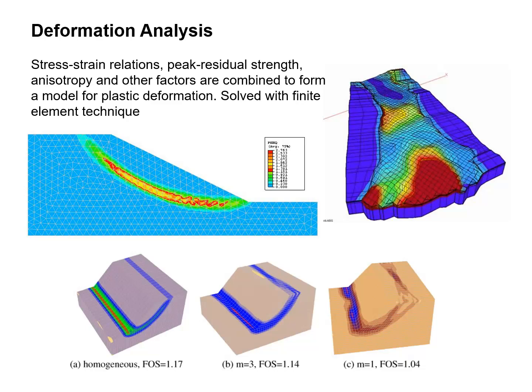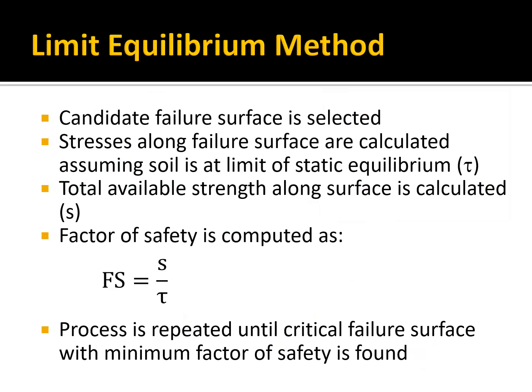But in many cases, the limit equilibrium method is the method of choice because it's fairly simple, and you can do it very quickly, especially with the aid of modern slope stability software. And given the levels of uncertainty we have on strength parameters, it's generally considered to be sufficiently accurate. So how does it work? These are the main steps involved with the limit equilibrium method.